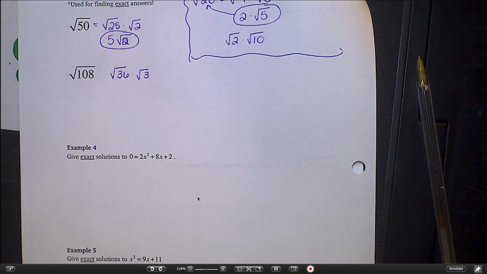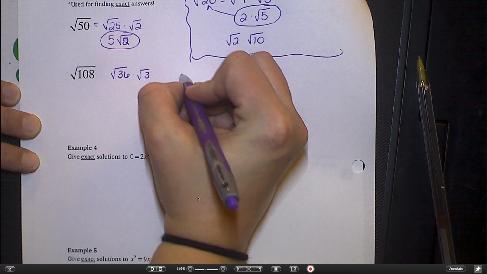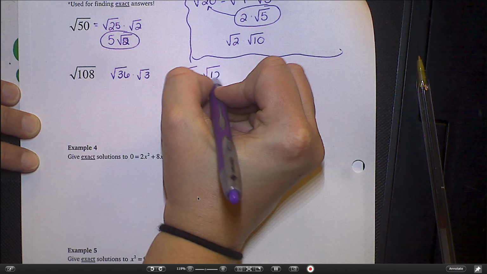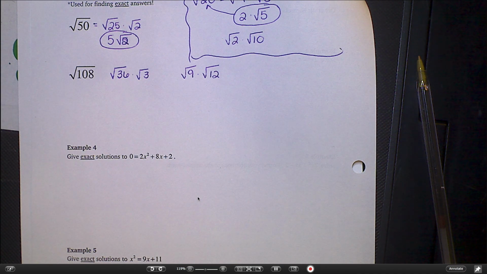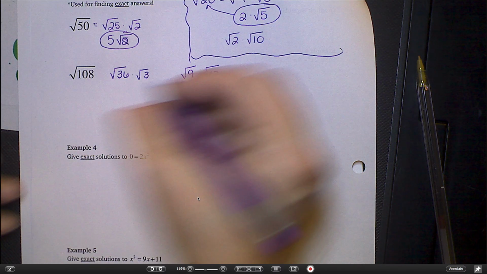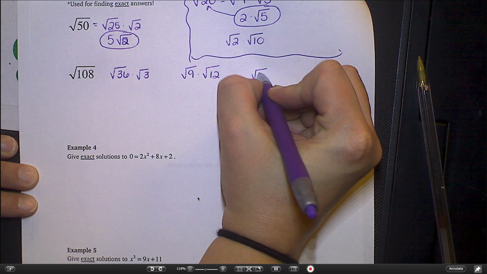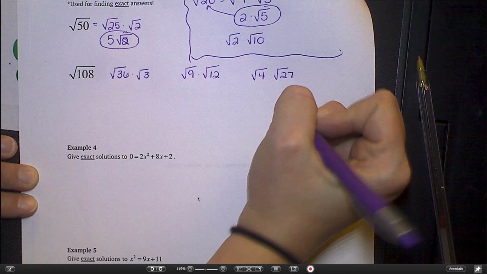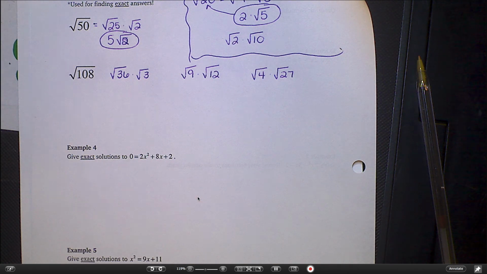What's another combination? Anyone come up with a different one? Yep, Christian. Square root of 9 times square root of 12. Any others floating out there? No? That's it? Toby? I knew there was one more out there. Yep, square root of 4 times square root of 27. Okay, all of these are correct. The question is, which one's the best?